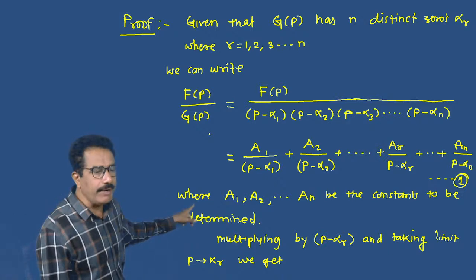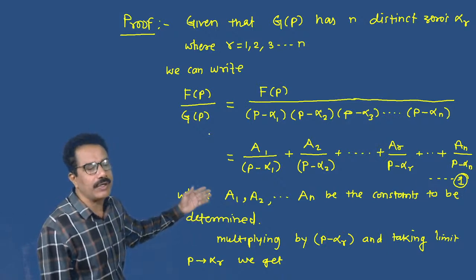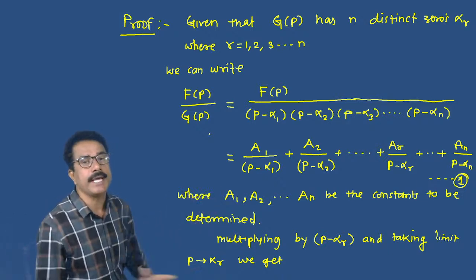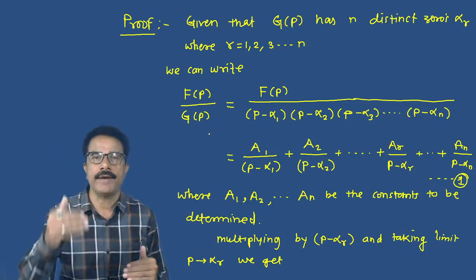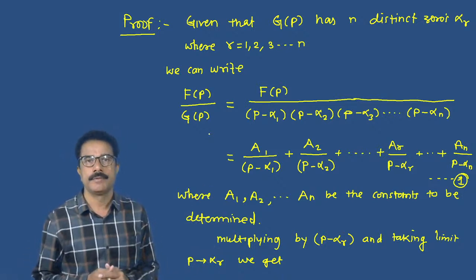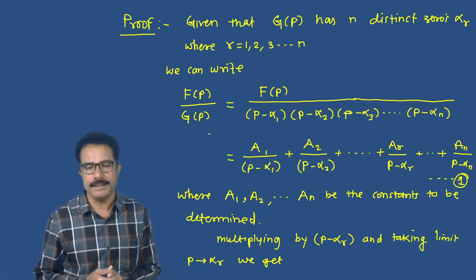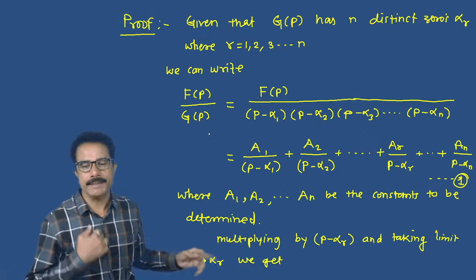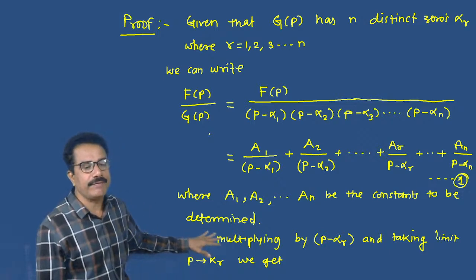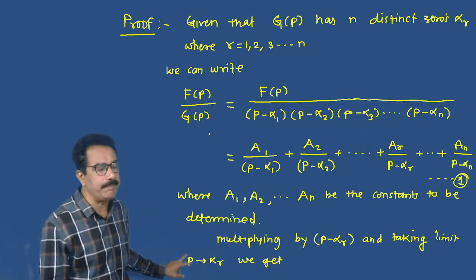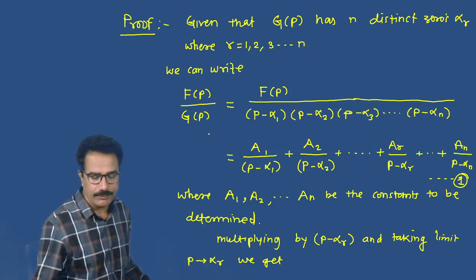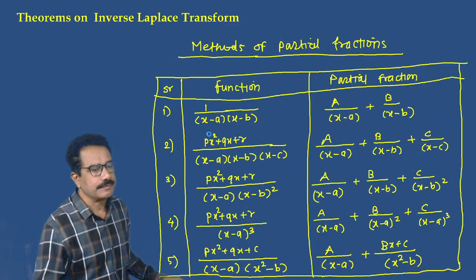Where a1, a2, a3, ..., ar, ..., an are the partial fraction constants, to be determined by multiplying by (p minus alpha) and taking the limit as p tends to alpha. We get, see this.